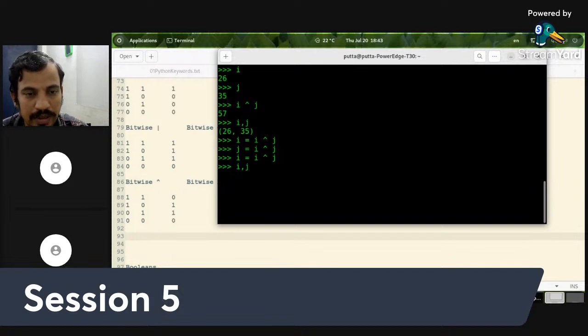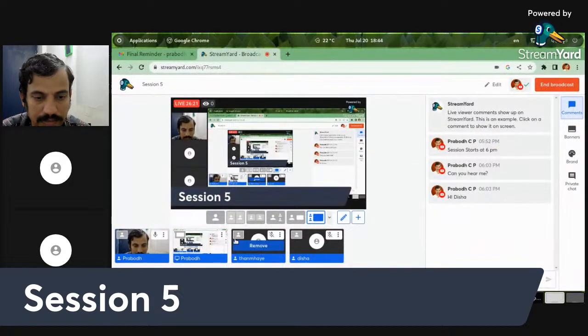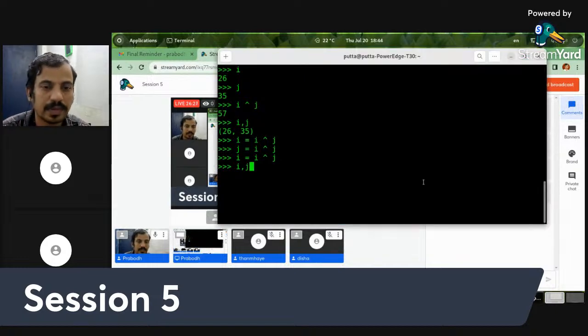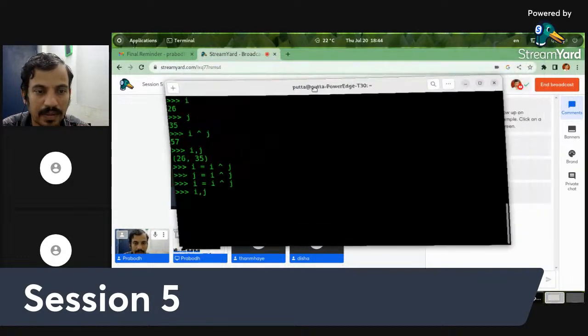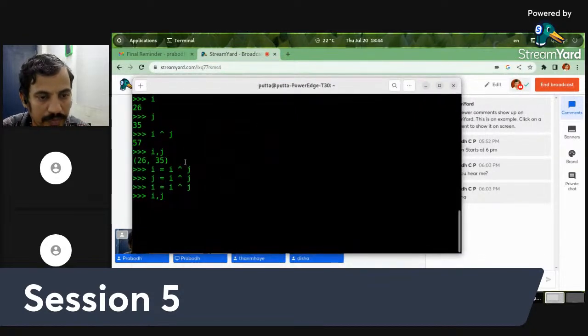I is equal to I XOR J, J is equal to I XOR J, I is equal to I XOR J. Three operations. The values of I and J are interchanged. Yeah, they get swapped. This is another way of exchanging or swapping values between variables. So if I print I and J, it is 35 and 26 now.